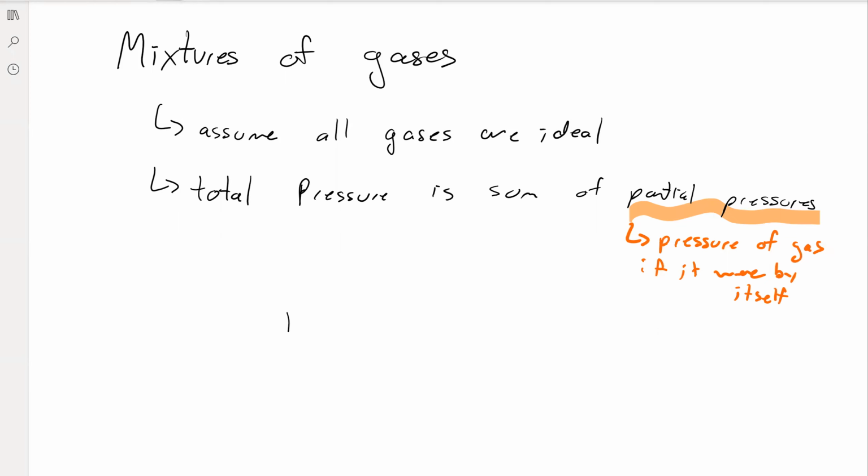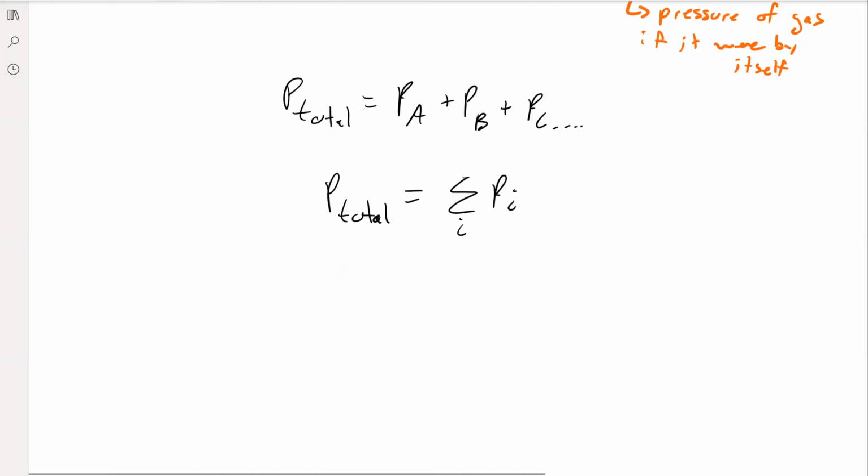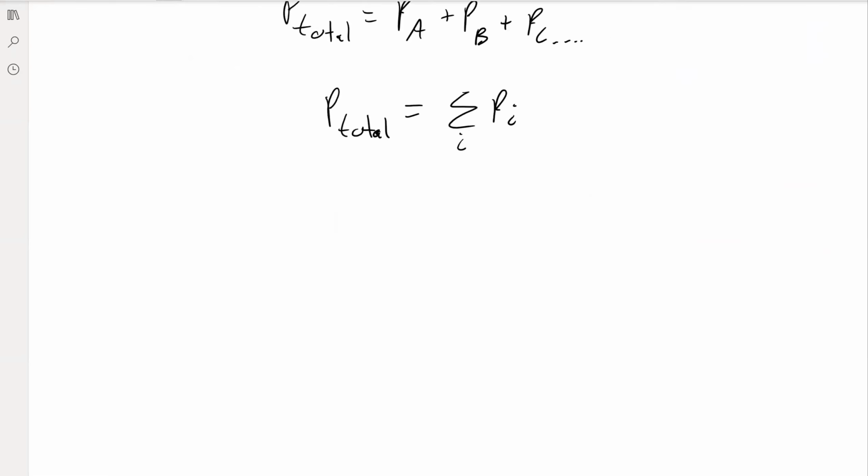So the equation that you come up with is that the total pressure is simply equal to the sum of its parts, right? So the pressure of A plus the pressure of B plus the pressure of C, and so on and so forth. The other way you could write that is the total pressure is equal to the sum of the individual pressures, right? Again, this little symbol right here means sum of. So there's different questions that could be asked about this.